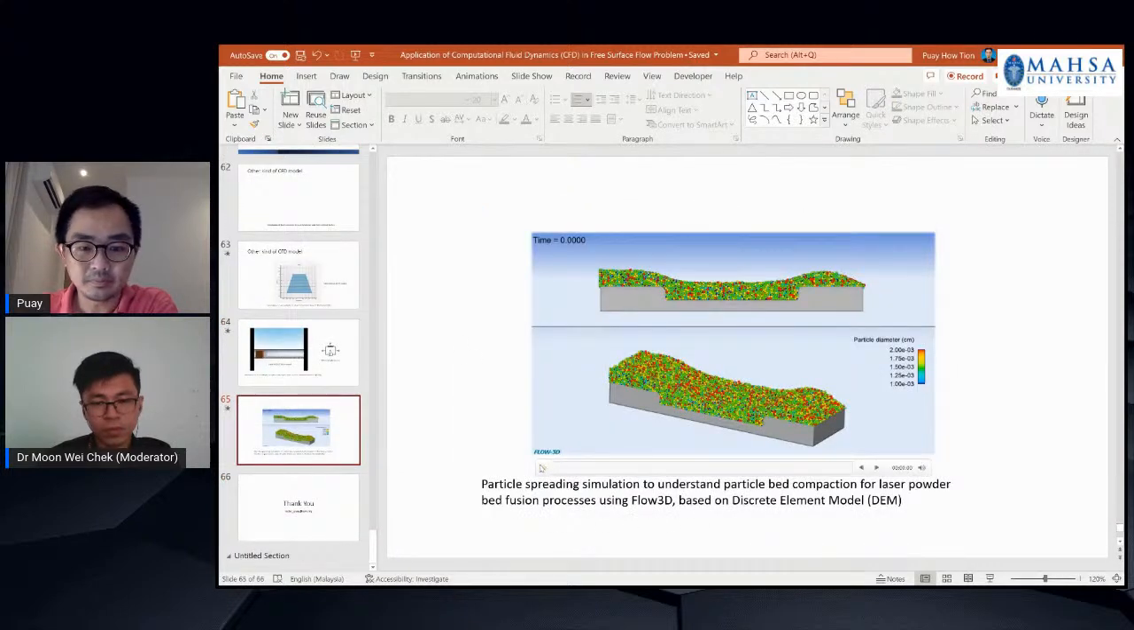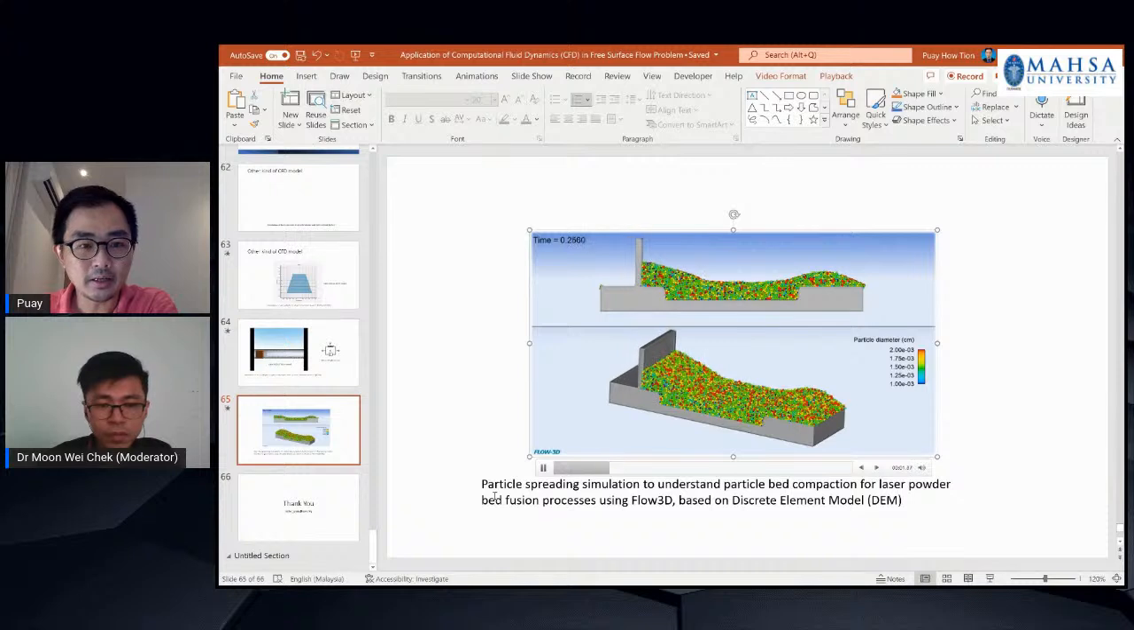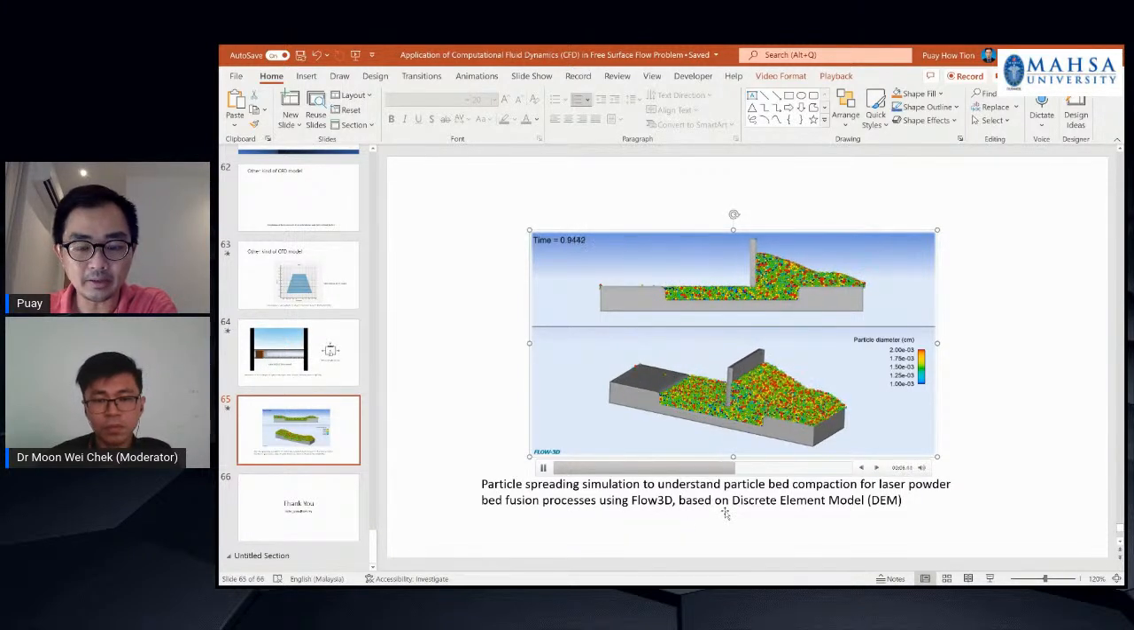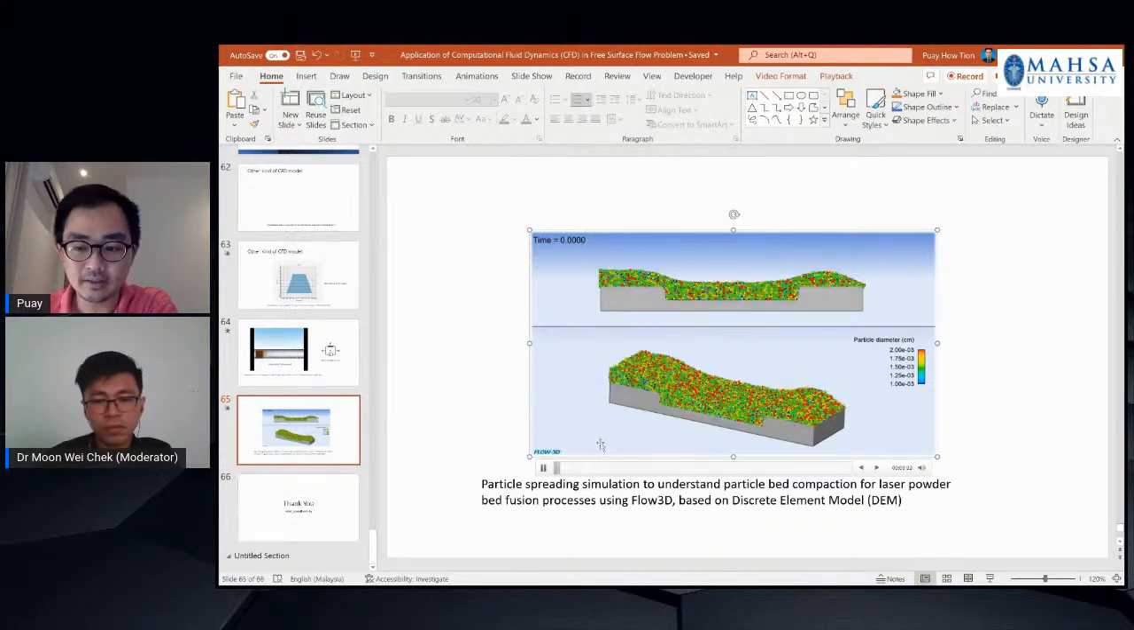The same DEM method is used in Flow 3D. This is for the compaction of particles for the laser powder bed fusion process.